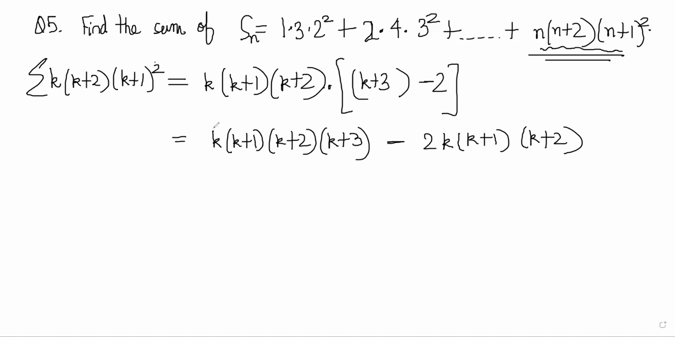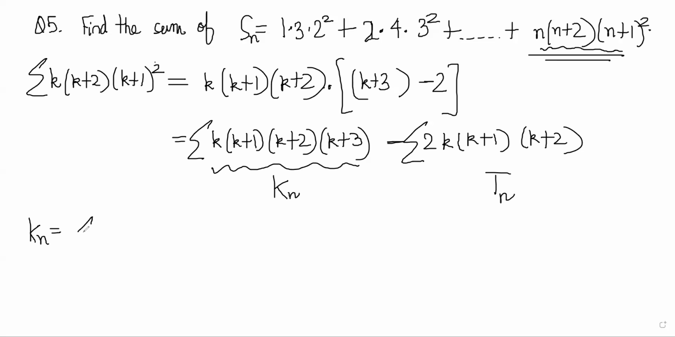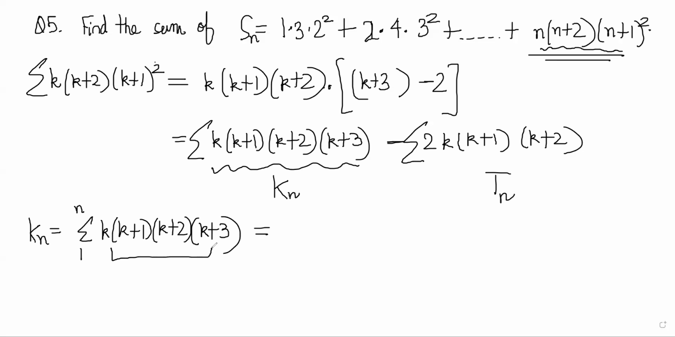So this summation is basically two separate summations, right? We'll look at these separately, and again we'll employ the method of differences. So let's call this capital Kn and let's call the other Tn. I want to find capital Kn, which is the summation from 1 to n of k plus 1, k plus 2, k plus 3. Now the way we split this one is, think about it, this term here, right? We can write it as k plus 1.